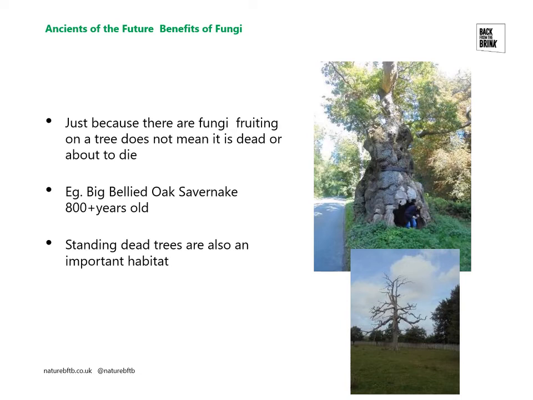A big-bellied oak at Savernake is a good example, well over 800 years old. It's hollow, it's got many fungi on it, but it's still growing very well and produces plenty of leaves every year. The standing dead trees are an important habitat even though they're dead, and we do need to make sure that they are part of the component in our landscape.